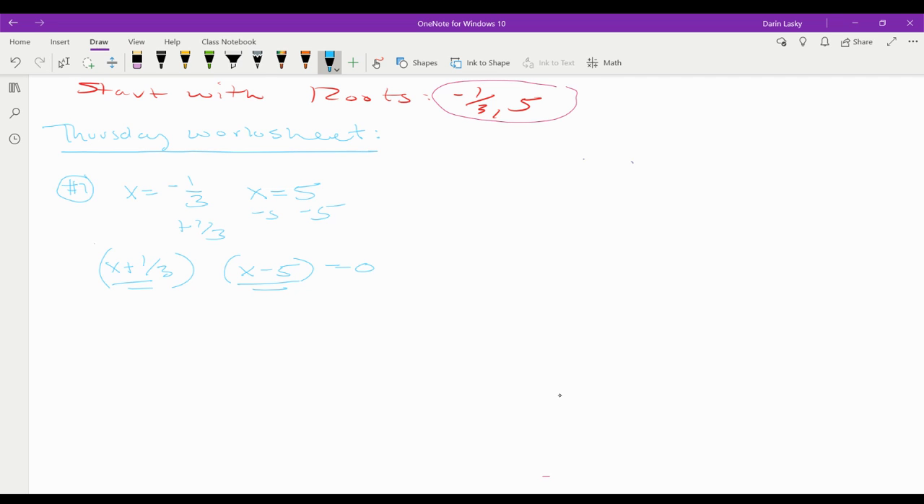So now I need to clear this fraction out. I'm going to multiply this by 3: 3 times x plus 3 times 1/3. And 3 times 1/3 gives me a value of 1. So my new piece here is 3x plus 1. Remember, this is times x minus 5 equals 0.